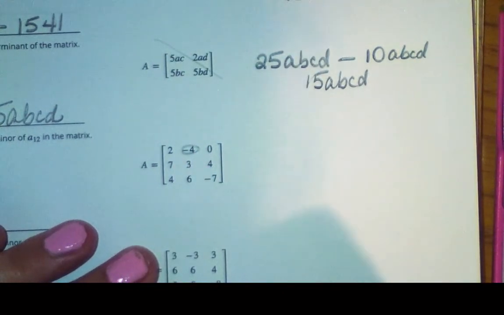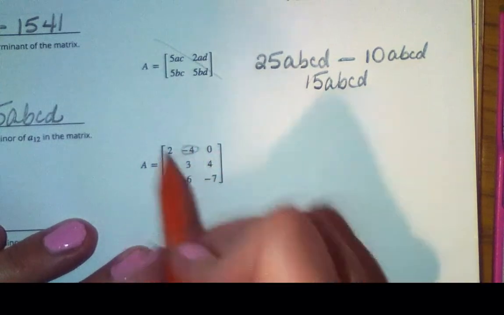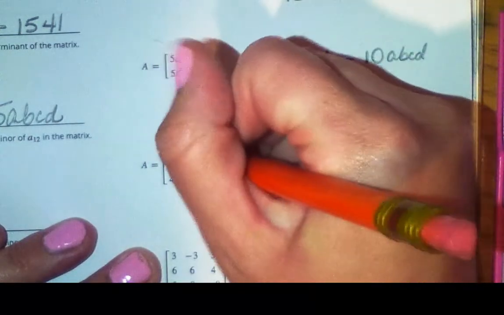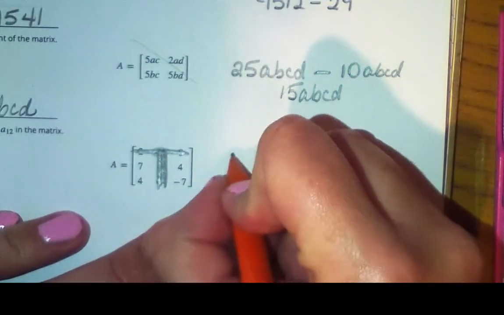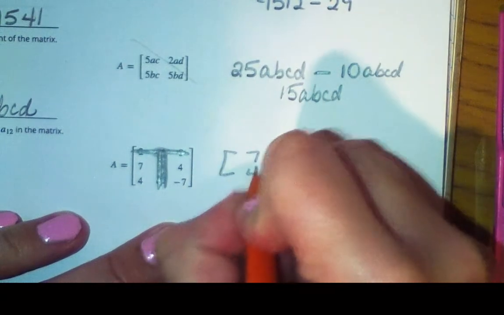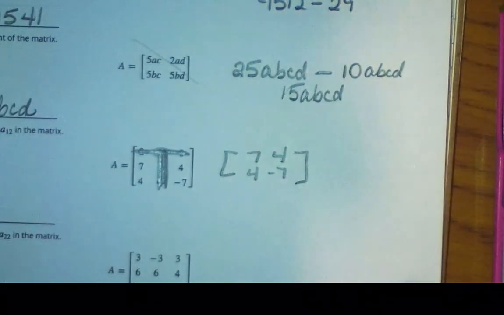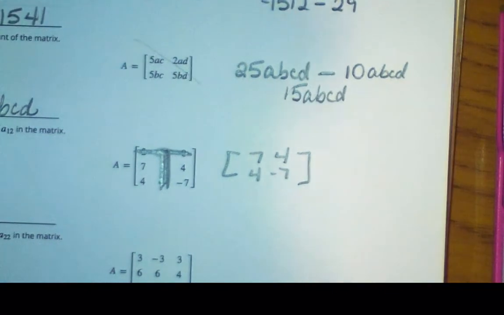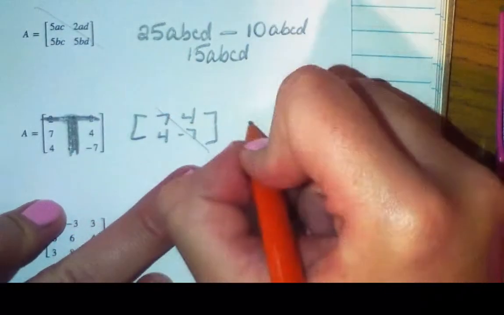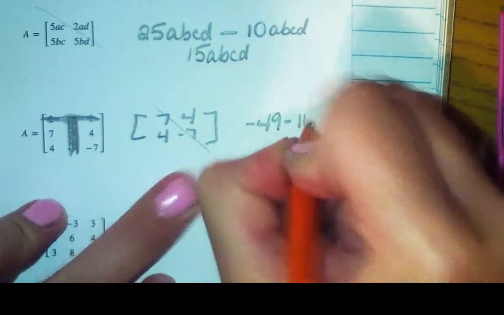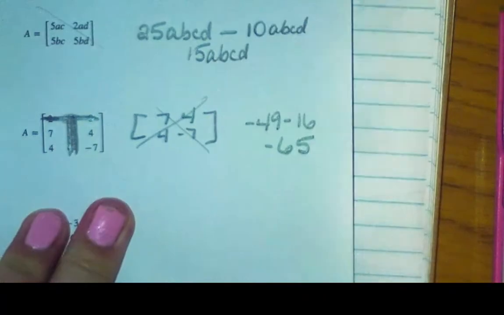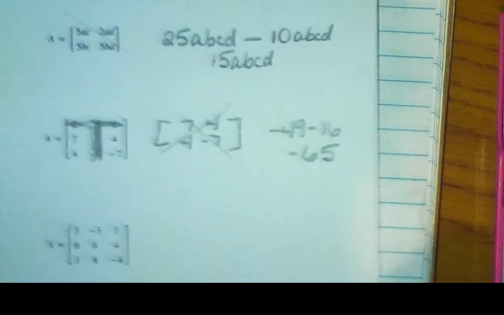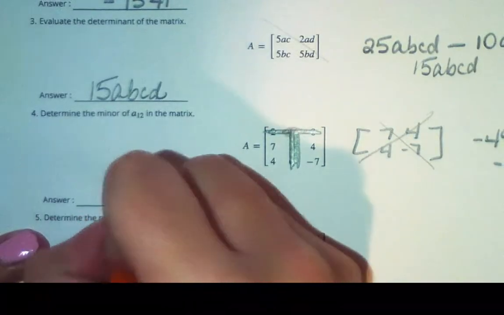Okay, so it's a negative 4. I'm going to kill that row and kill that column. So kill his row, kill his column. And now what's left is you have a 7, 4, 4, negative 7. And all you need to do is find that determinant and you're done. Okay, so cross this way, I get a negative 49 minus, cross this way, I get 16. So negative 49 minus 16 is going to be a negative 65. So I get a negative 65. So that is the minor of that matrix.